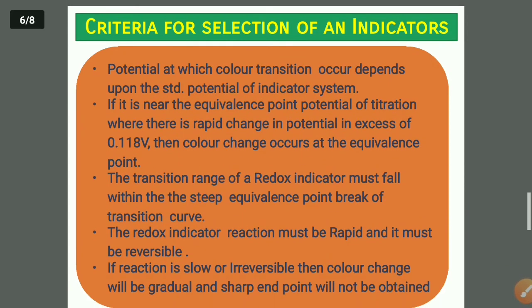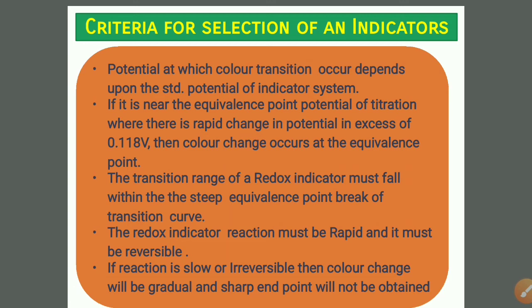Now let's see the criteria for selection of an indicator. The potential at which the color transition occurs depends upon the standard potential of the indicator system. If it is near the equivalence point of the titration, where there is a rapid change in potential in excess of 0.118 volt, then the color change occurs at the equivalence point. The transition range of a redox indicator must fall within the steep equivalence point break of the titration curve.